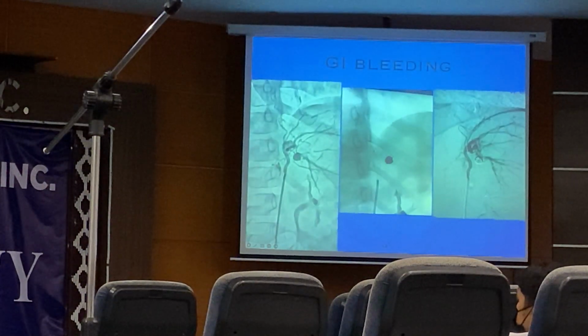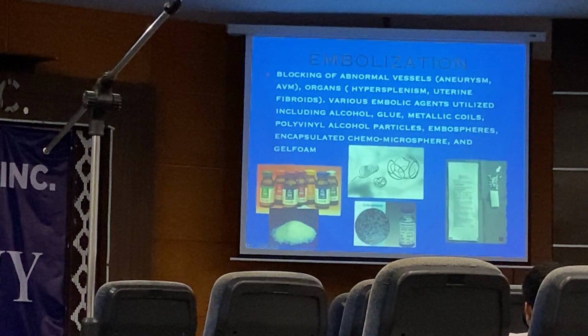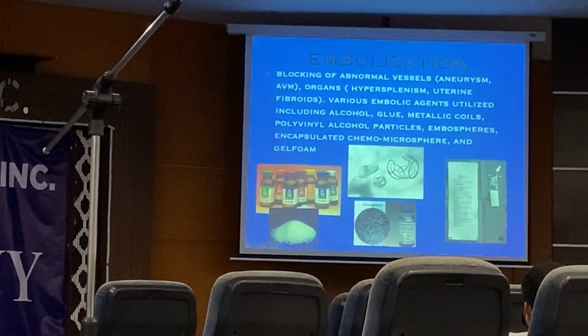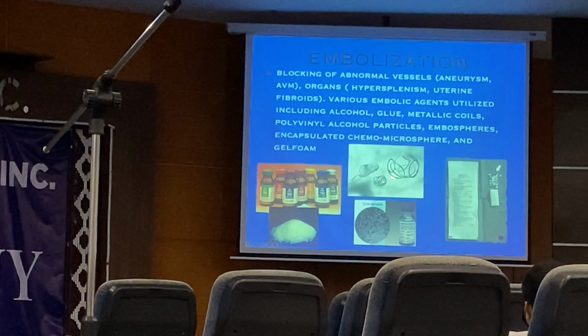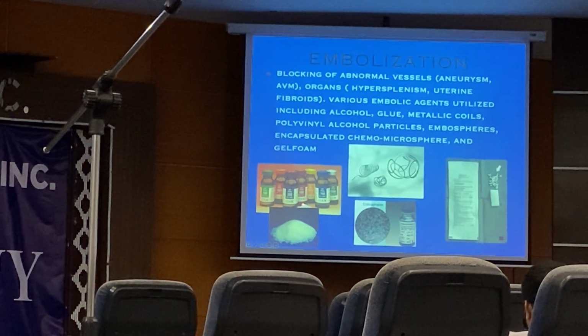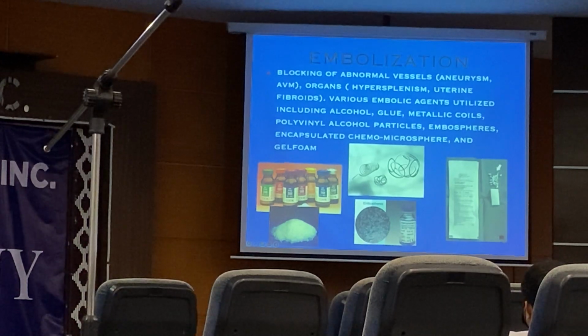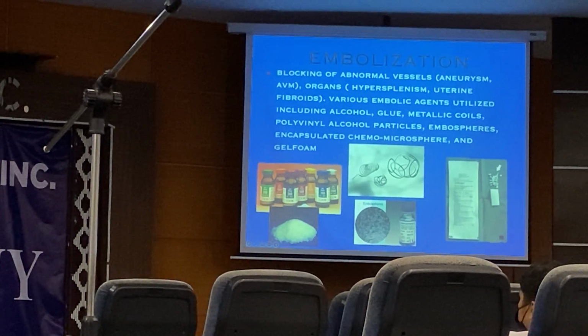So these are the embolic agents that we use to block the vessel. This is a coil, a detachable coil, PVA, polyvinyl alcohol, and Embosphere. And if we just try to temporize and keep the vessel open, we use a gel foam.